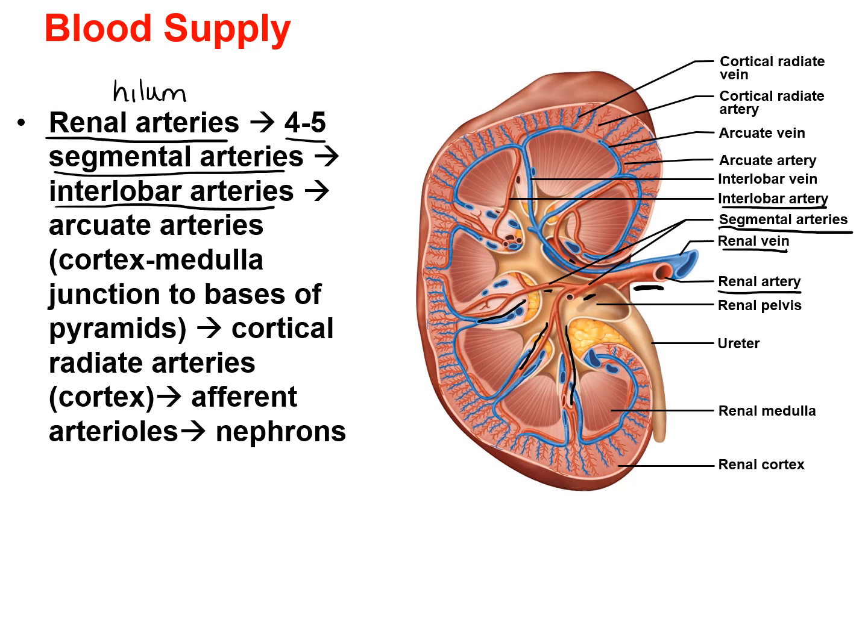Then we get into our next artery. Your interlobar arteries are going to arch around the base of a renal pyramid. And when those interlobar arteries arch around the bases of your renal pyramids, they have a name change to arcuate artery. So think of it as this curved portion or this arched portion that's running around the base of your renal pyramid. So it is your arcuate artery.